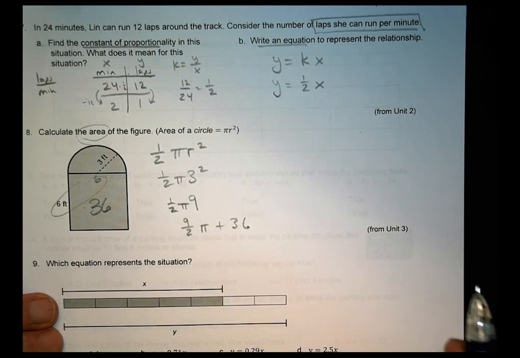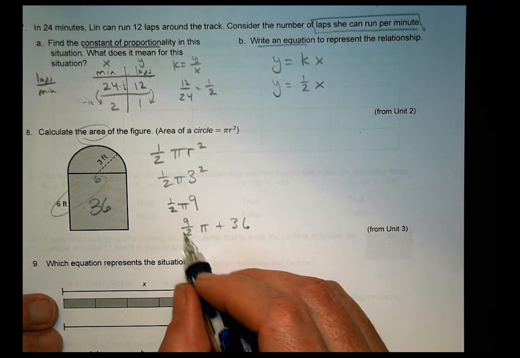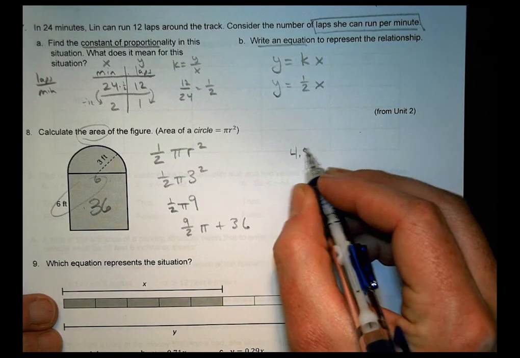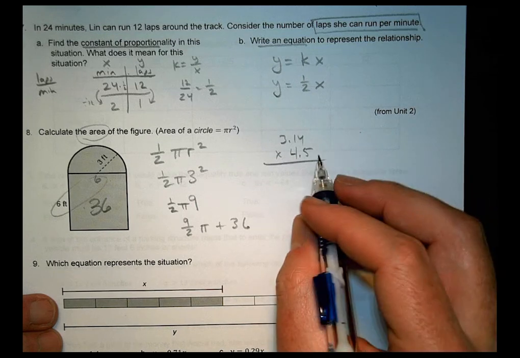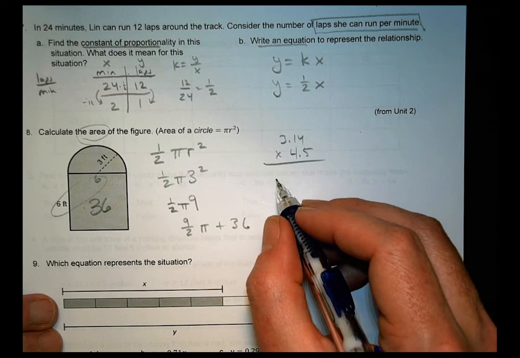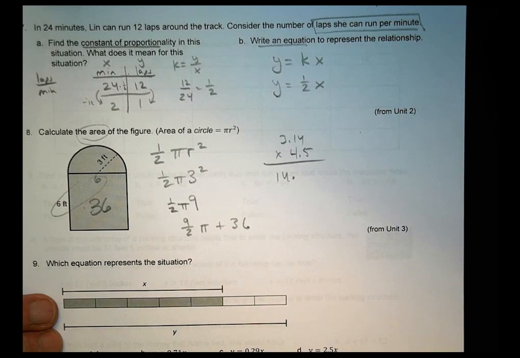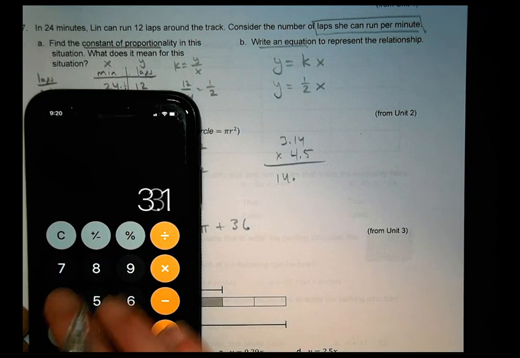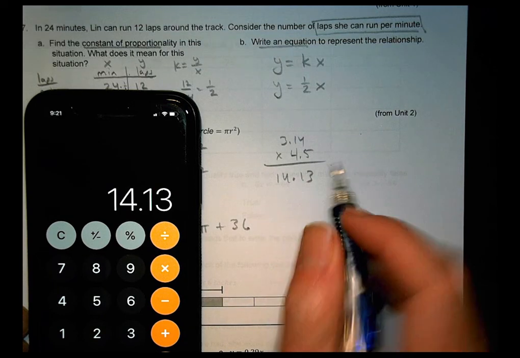Not sure if you should leave it like that or not. That's what I don't know. So 9 over 2 is 4.5. So if I did 4.5 times 3.14, I end up with 14.13. That seems weird. Let's take a look here. Double check. So 3.14 times 4.5 equals 14.13.